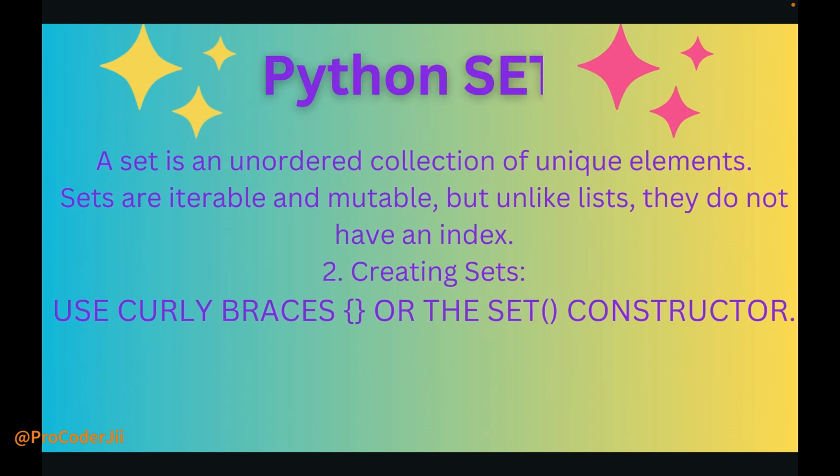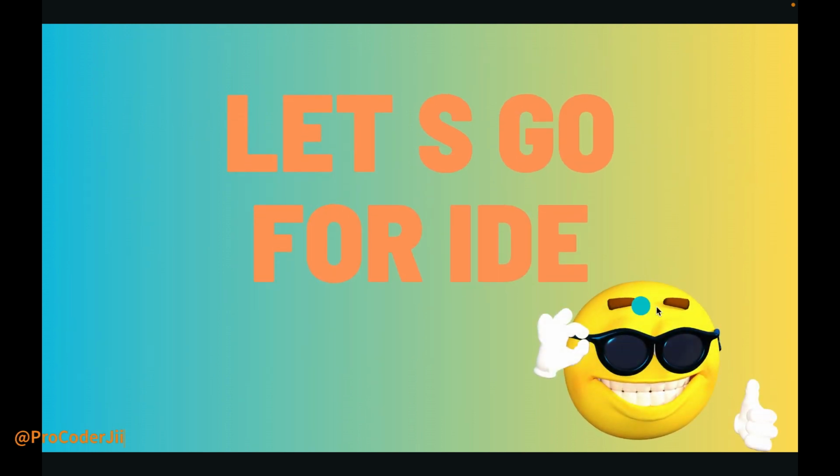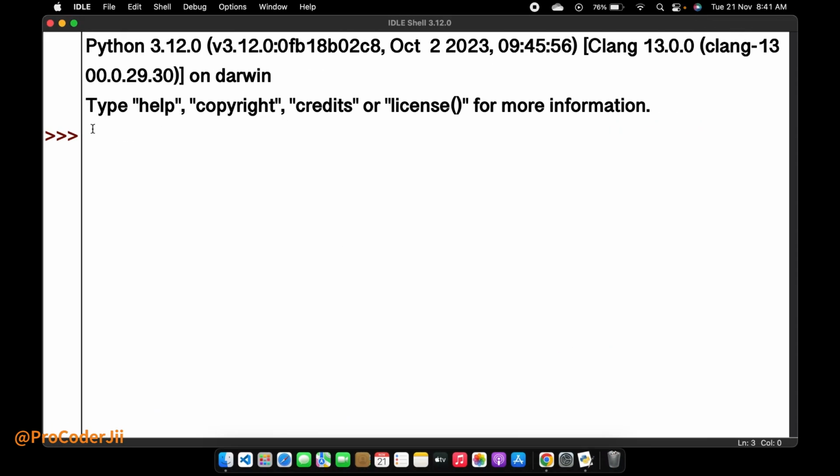So friends, first we see the definition of set. A set is an unordered collection of unique elements. Sets are iterable and mutable, but unlike lists, they do not have indexing. And how to create a set? With the use of curly brackets. Don't focus on it now. We are going to the IDE and then see the behavior of set.